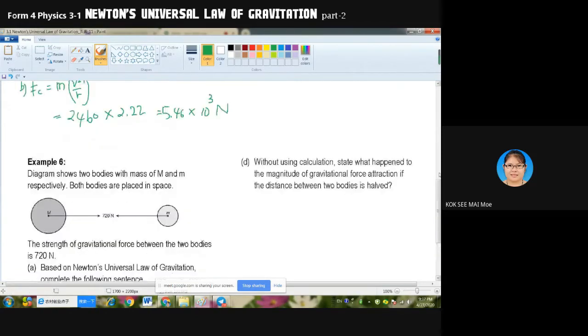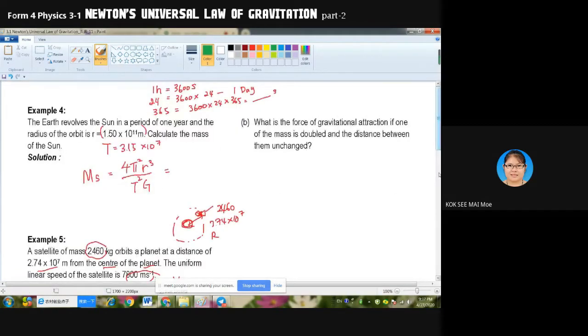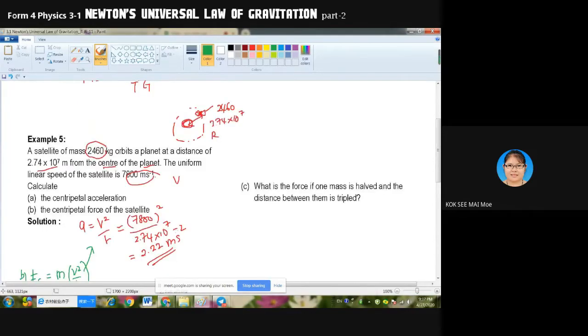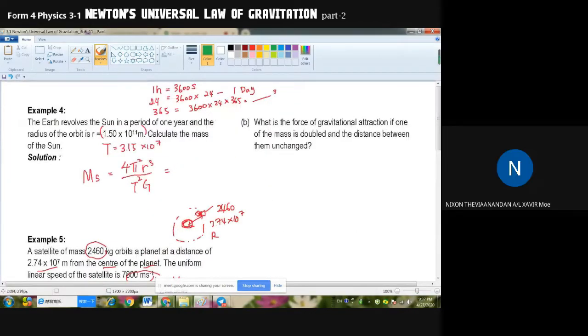Then we continue with part b. What is the force of gravitational attraction if one of the masses is doubled and the distance between them is unchanged? The force is 720. Now they tell you the situation is that either one of the masses becomes double, the distance is the same. What do you think about the force? So, calculation please.